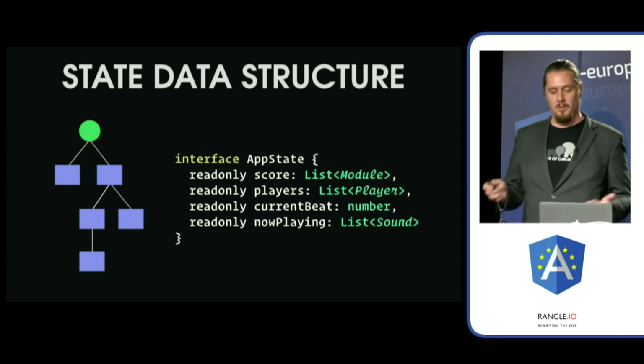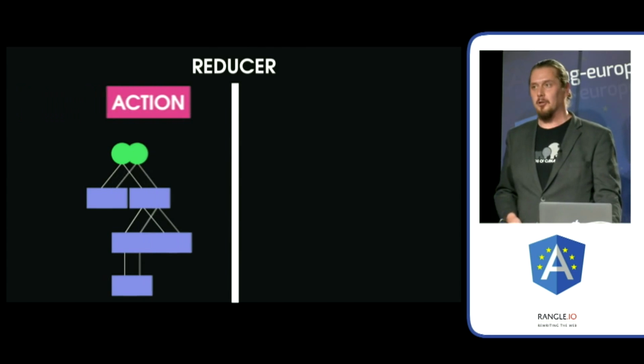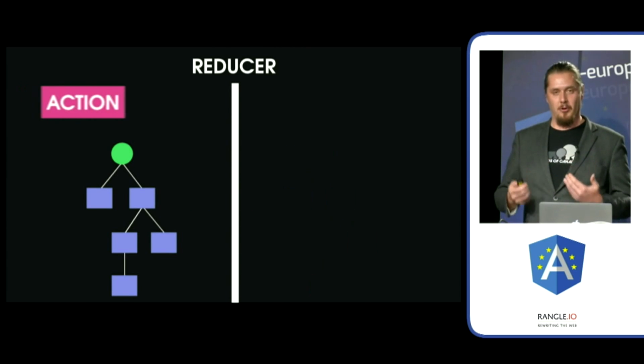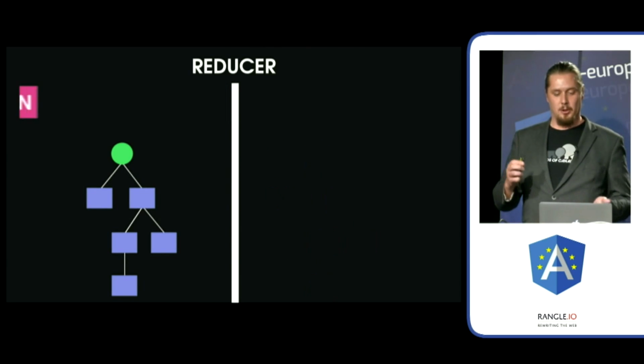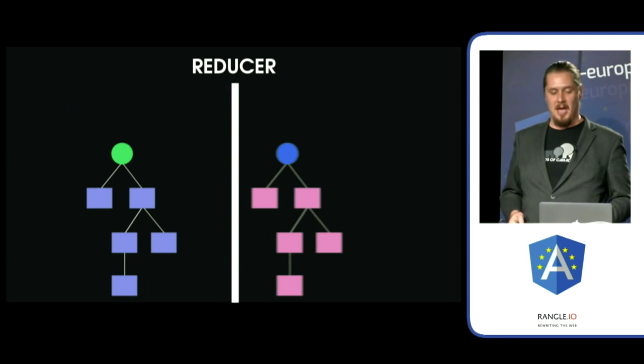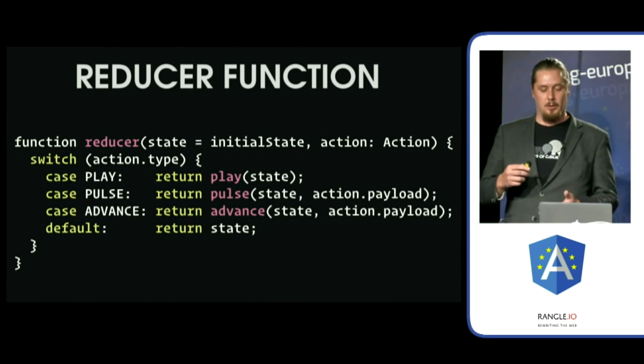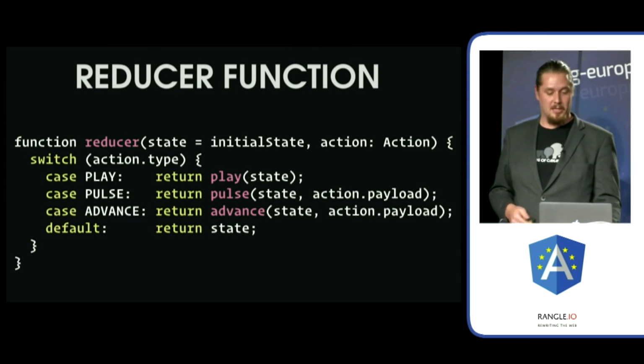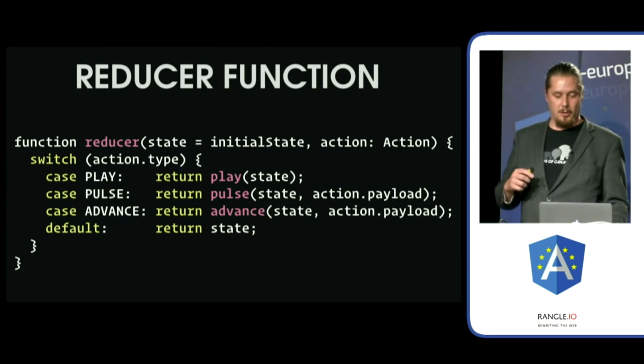Instead, what we do when things happen is we use a function called a reducer to make new versions of that state. So that takes two arguments, the current state, and an action that represents something that just happened in the world, and then it uses those to produce a new state. And that's a pure function that just returns another state without mutating the original one.